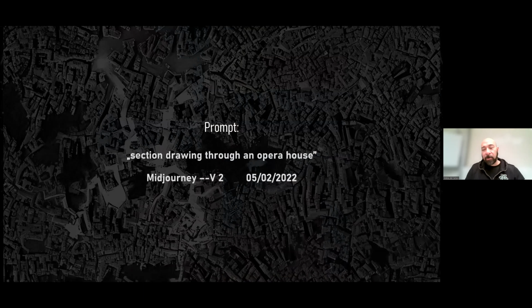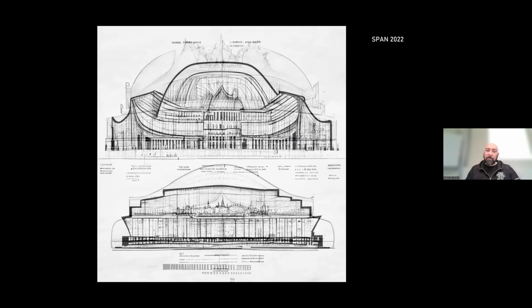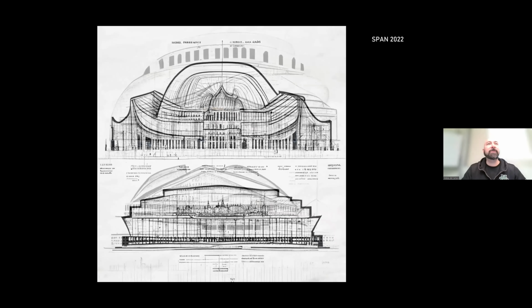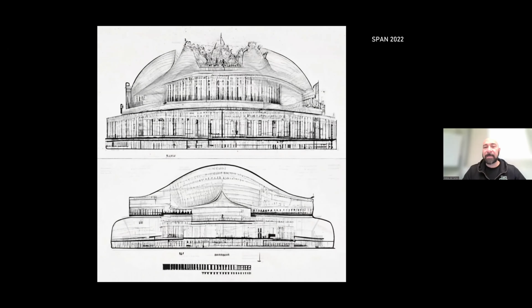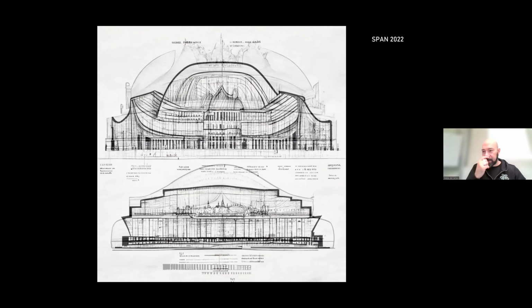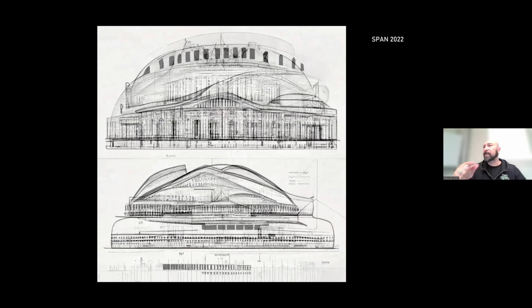But there's other things you can do. For example, here is a comparison between version 2 and version 4 of Midjourney. The prompt is a section drawing through an opera house. And you get things like this. Of course, this is not a section through an opera house. It does not work. A lot of things are missing. But as I mentioned before, it can be a sort of sketching inspirational tool that allows you to think, wait, I could use that.